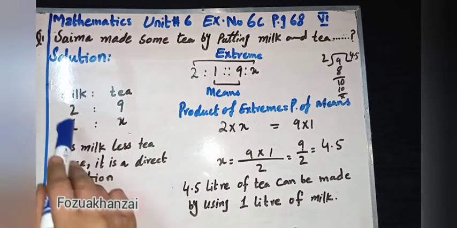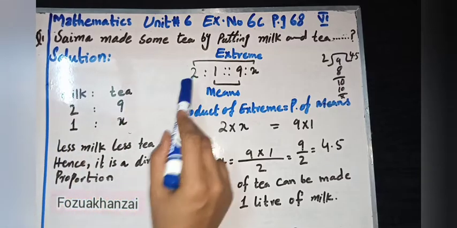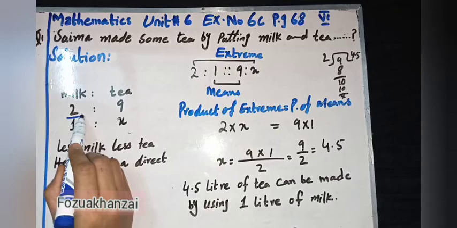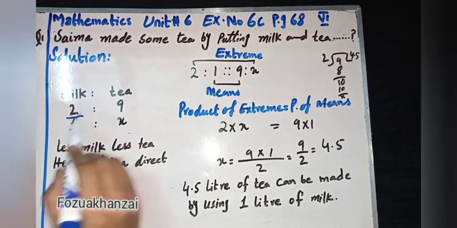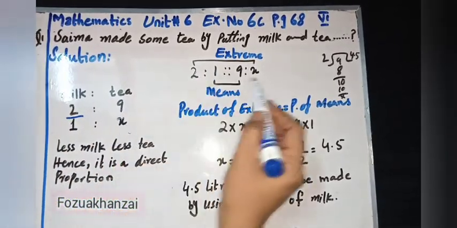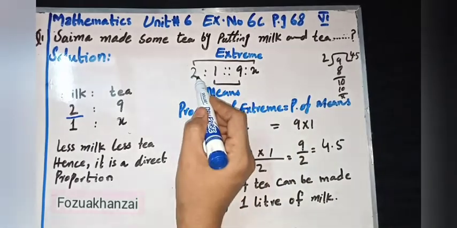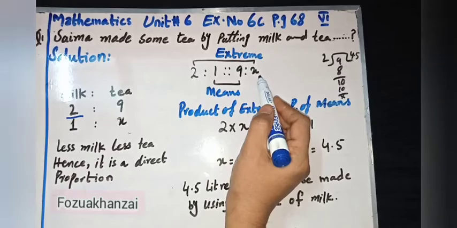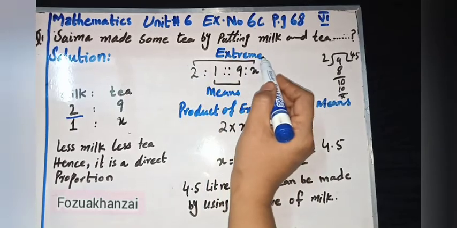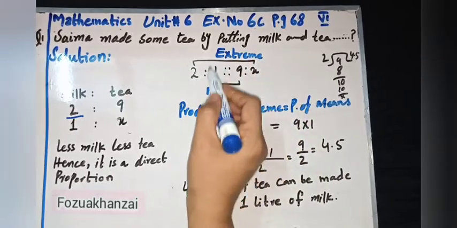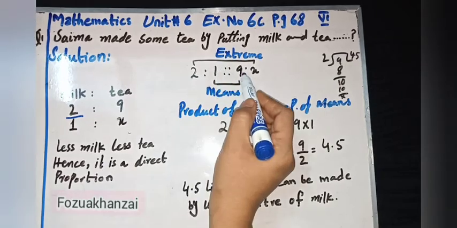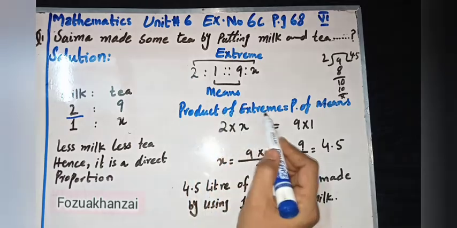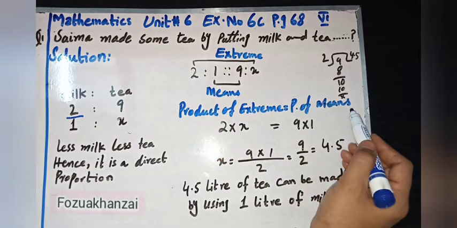So direct proportion 2:1. First we write 2:1, supposing we have this in fraction form. Then 9:x. We have 4 terms: first, second, third and fourth term. The first and last term, the first and fourth term, are called extremes. The middle terms, the second and third term, we call means. Product of extremes is equal to product of means.